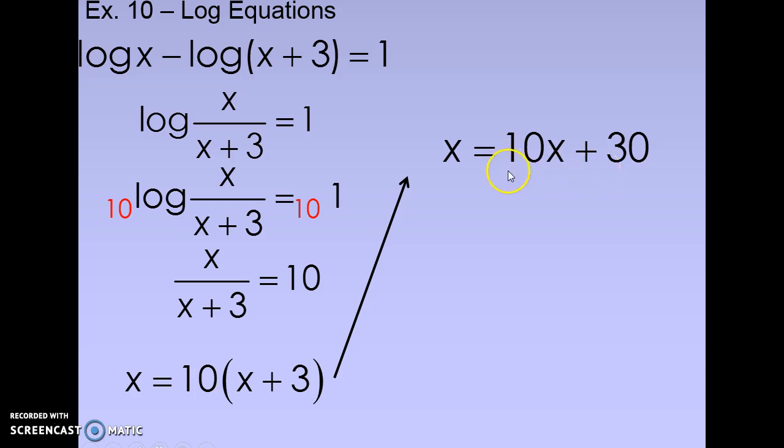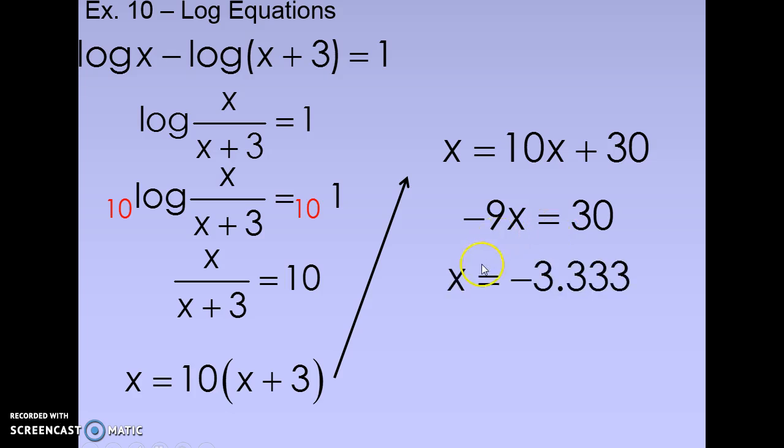Well, how'd you get that? 10 times x gave me 10x. 10 times 3 gave me 30. So let's continue solving this, shall we? I got to isolate what I don't know, so I'm going to subtract 10x from both sides. Now I have negative 9x equals 30. I divide both sides by negative 9, and I have x equals negative 3.33.